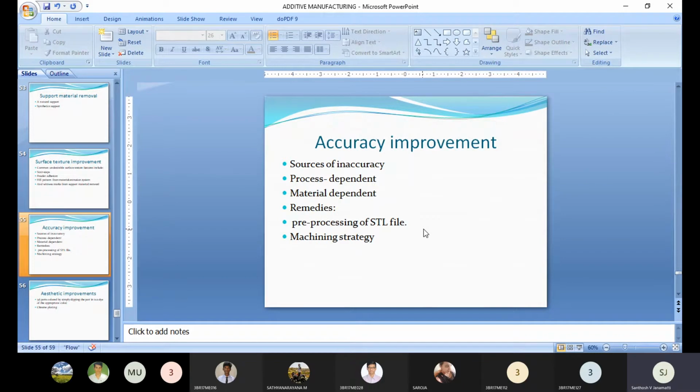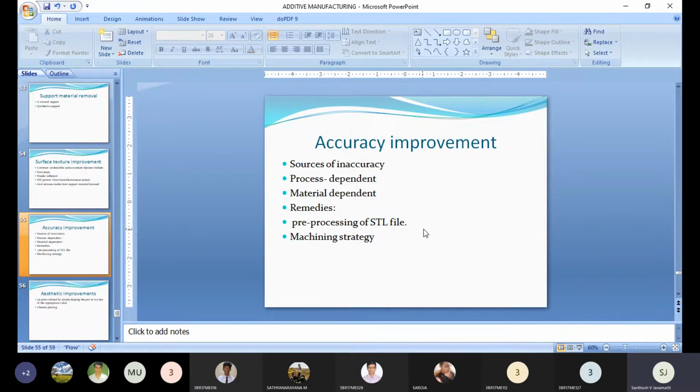See, here we have sources of inaccuracy. What are the reasons for inaccuracy present in a 3D product? One is process dependent, the other is material dependent. Suppose we have inaccuracy present in the 3D product. Let's start finding how it could have happened, what the reason would be, and how we can solve it. What are the sources of the inaccuracy present in the 3D product?